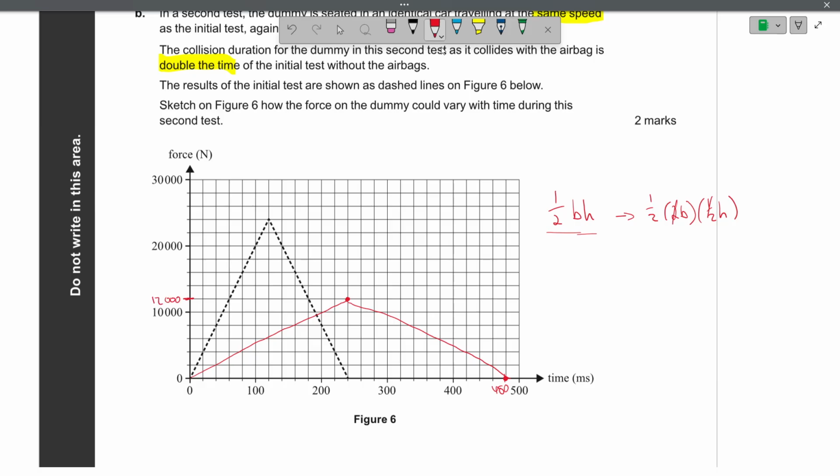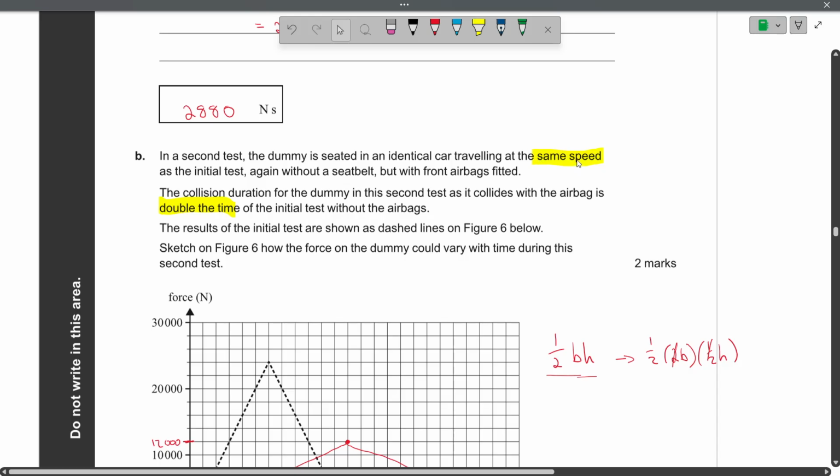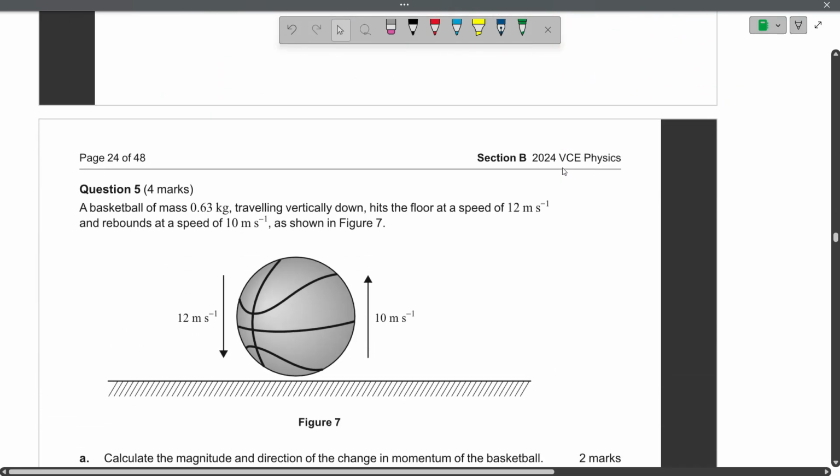Again, that's just to ensure that the 2 triangles have the same area, which means they have the same impulse, which we know because the car is traveling at the same speed as it was in the first scenario. Alright, that's it for question 4.